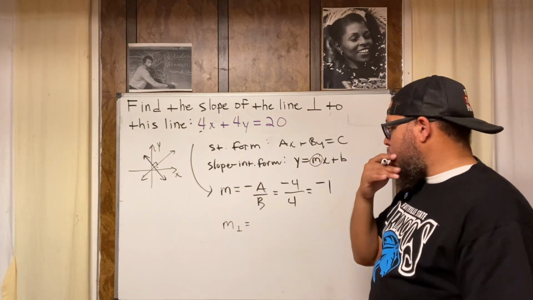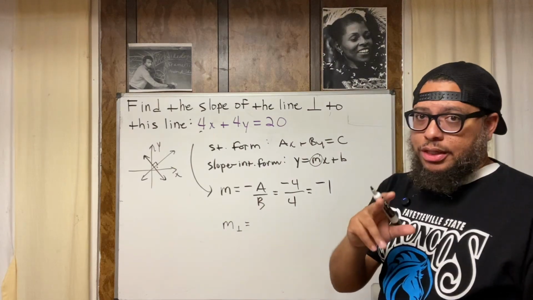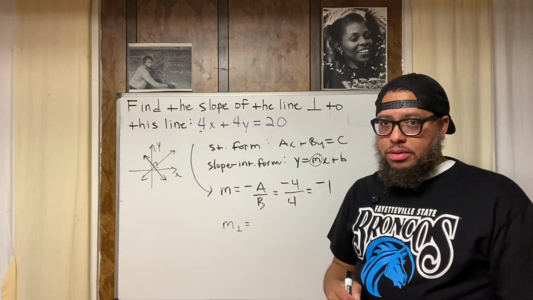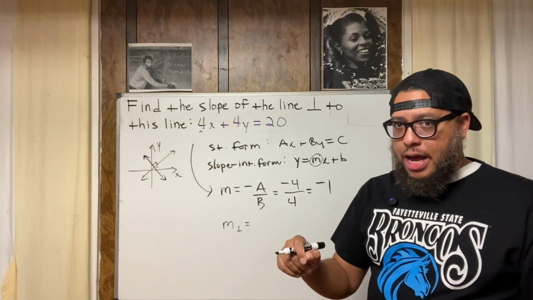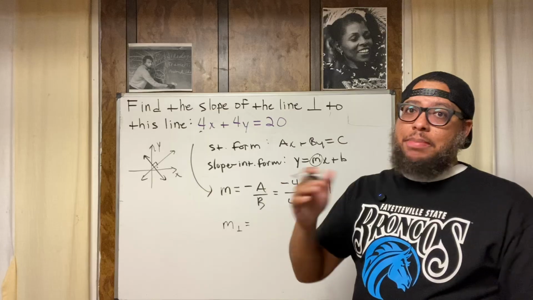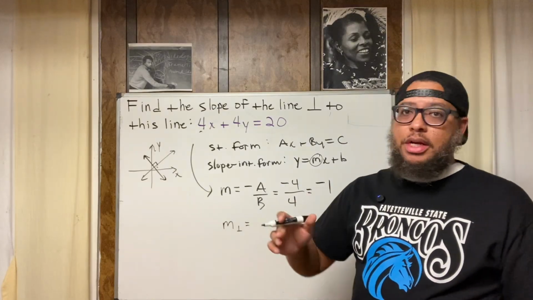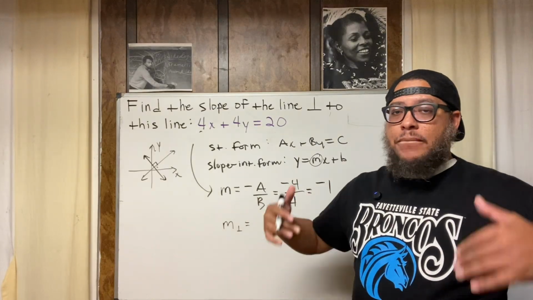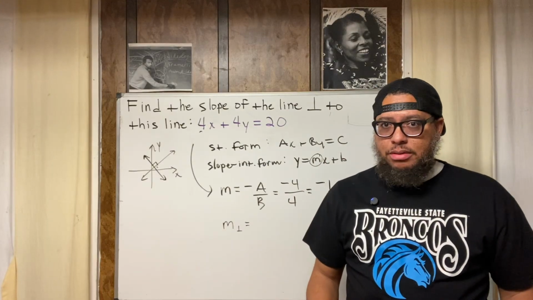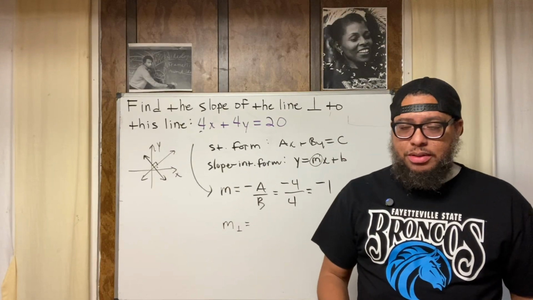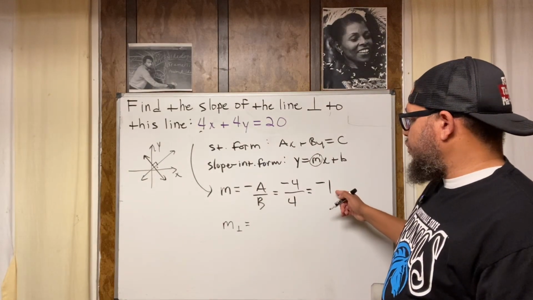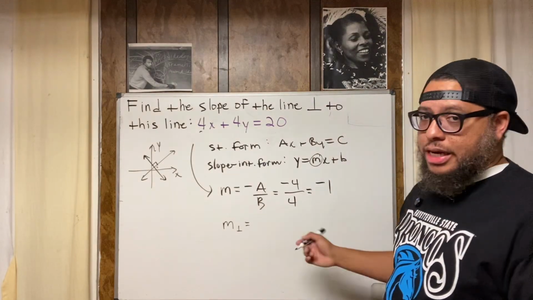So what we do is we do 2 things. You basically take the reciprocal of the number and then you give it the opposite sign. You don't got to necessarily do it in that order. You could give it the opposite sign first and then take the reciprocal. It doesn't make a difference. But you want to take the reciprocal of the number and give it the opposite sign. So the reciprocal of negative 1 is just negative 1.